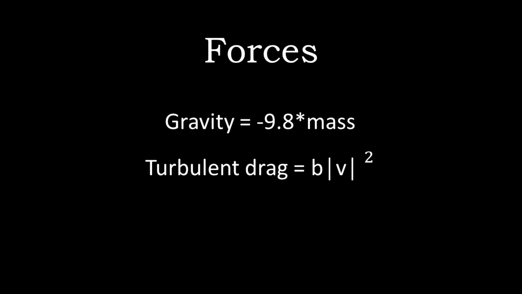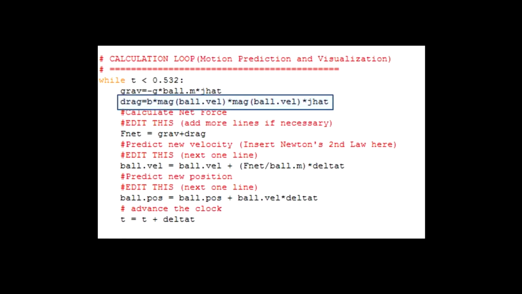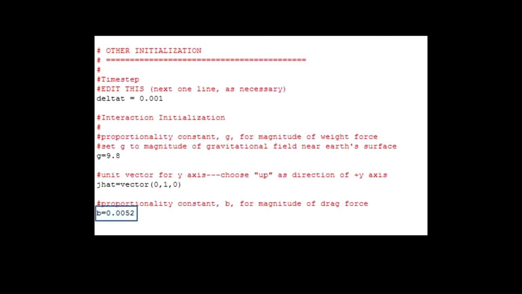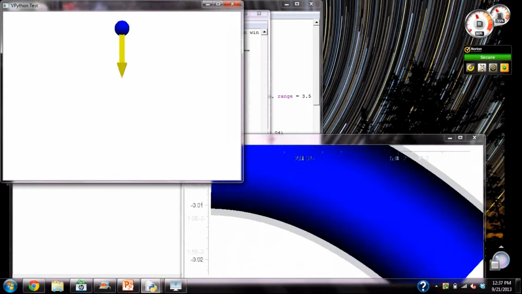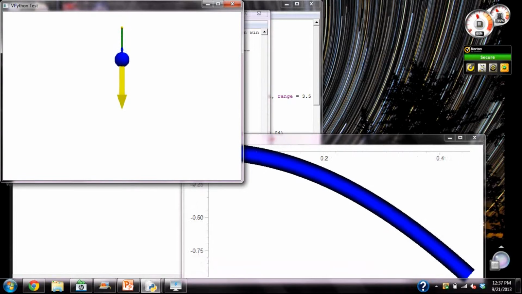The formula for turbulent drag is b times the magnitude of velocity squared. I plugged this information into VIDLE so that the net force now equaled the force due to gravity plus the drag force. However, I didn't know what to enter in my equation as the value of b. To find out what b was, I entered different values until the final predicted position in the updated model matched the actual final position from my data. The b value that caused this turned out to be 0.0052.